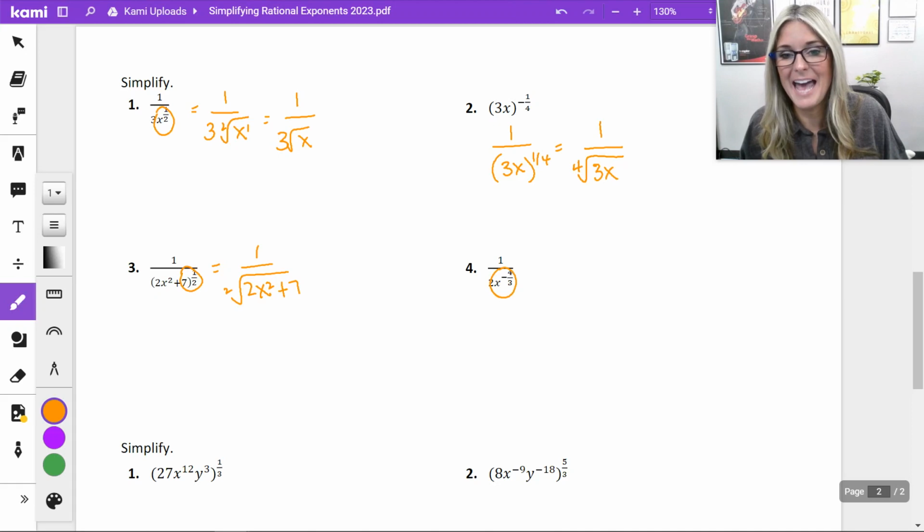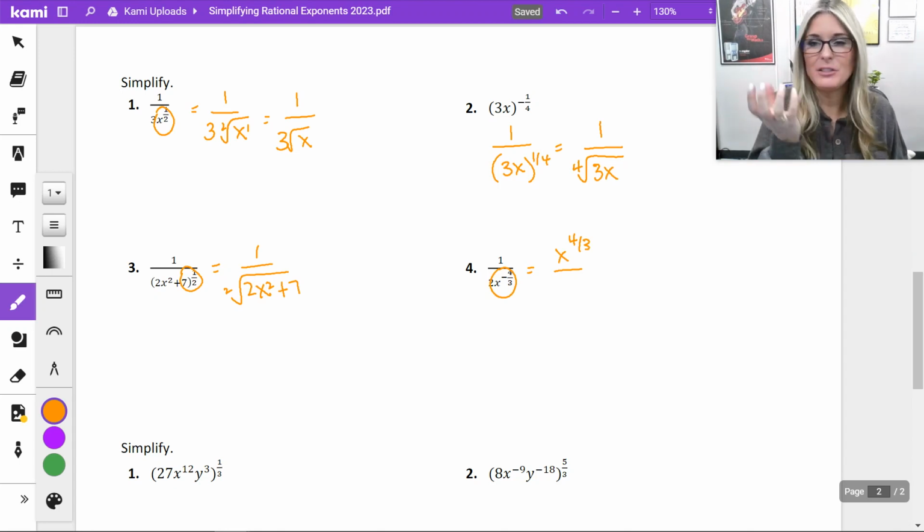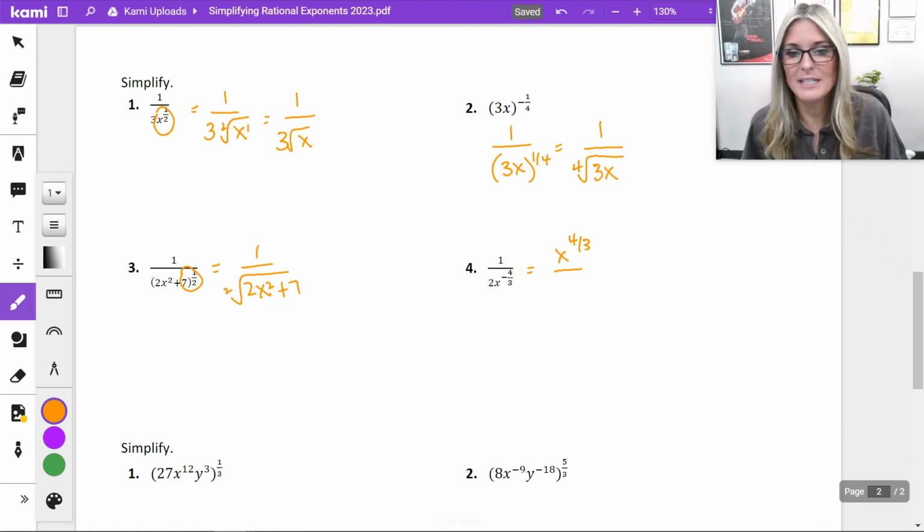Number four, 1/2 x² - -4/3. Notice x is the one that owns that exponent there. So let's shift that negative exponent. It should come up into the denominator, x to the +4/3. The 1 was there. Now I don't need to show that 1 was our numerator, because 1 times x to the 4/3 is x to the 4/3. But the 2 is still remaining in the denominator. Now let's change that fraction exponent into the radical, a cube root of x to the 4/2.